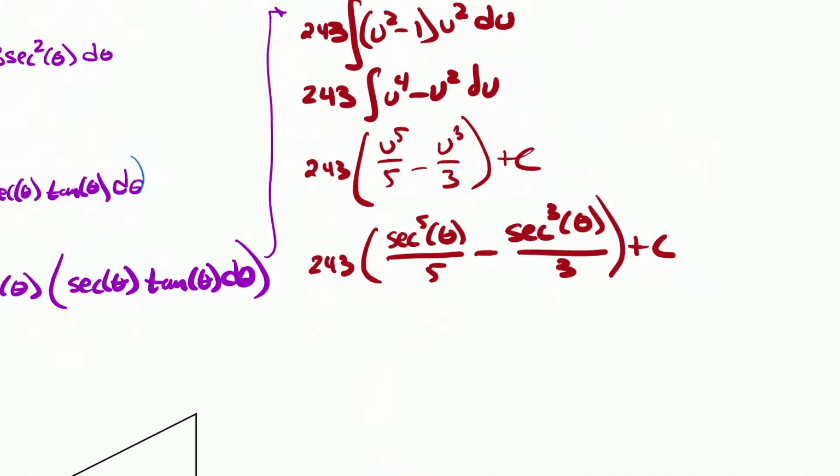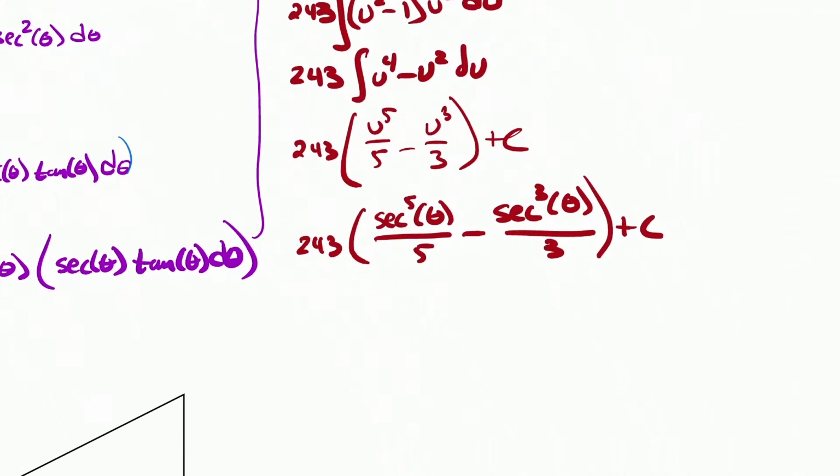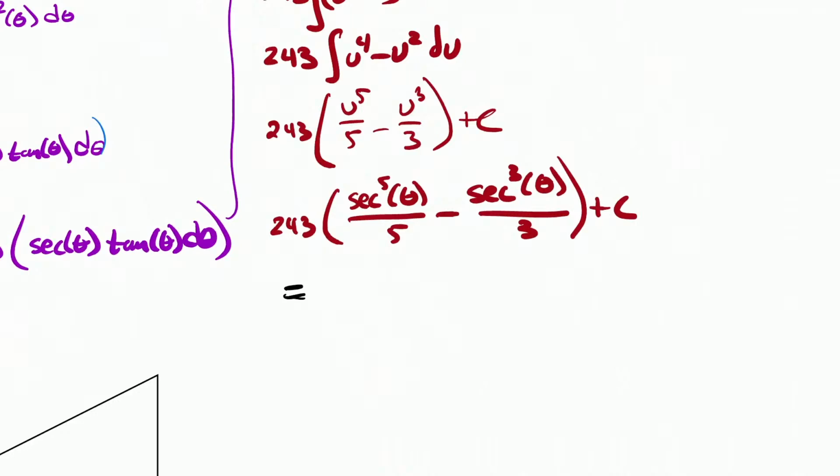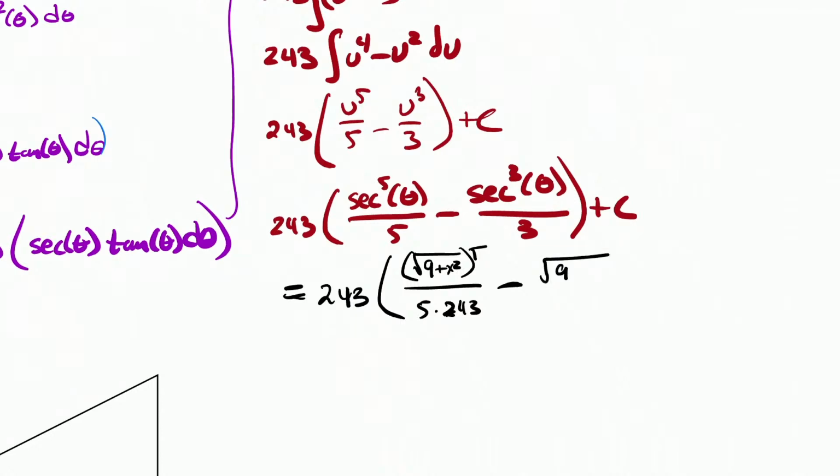So then the final step, let me just change colors one more time. I guess I'll go back to black. Okay, so this final answer is going to be 243 times radical 9 plus x squared to the 5th over 5 times 243, because that's 3 to the 5th. And then this will be minus radical 9 plus x squared to the 3rd over 3 to the 3rd times 3, which is going to be 3 to the 4th, so 81.